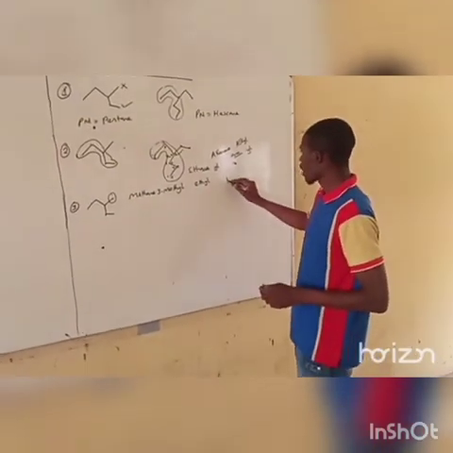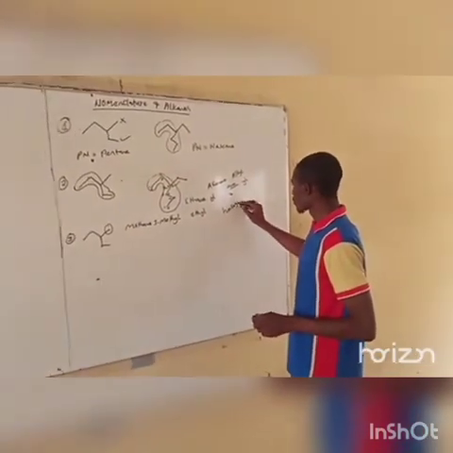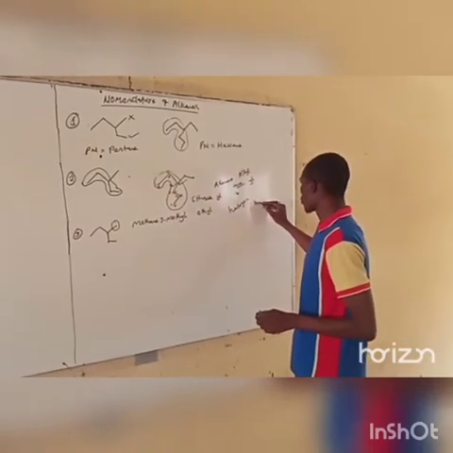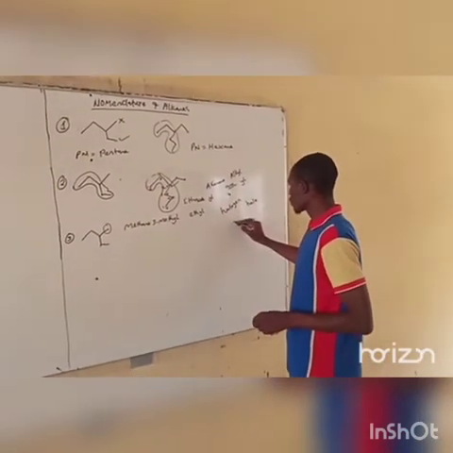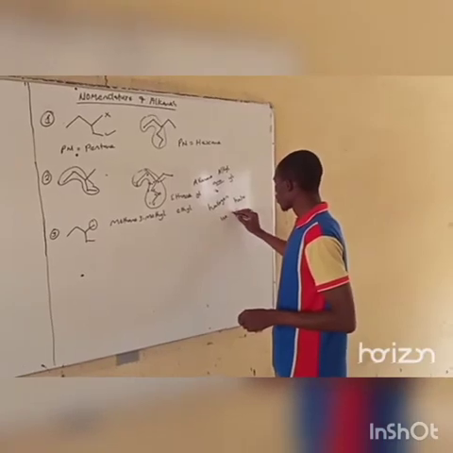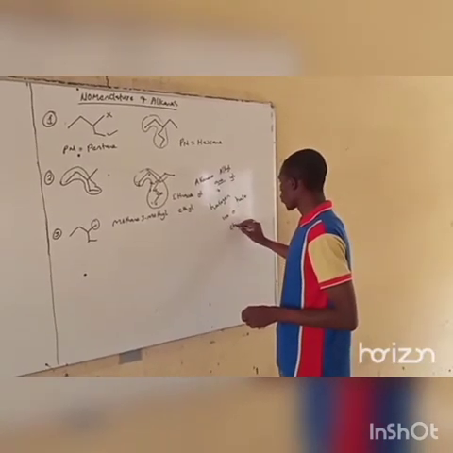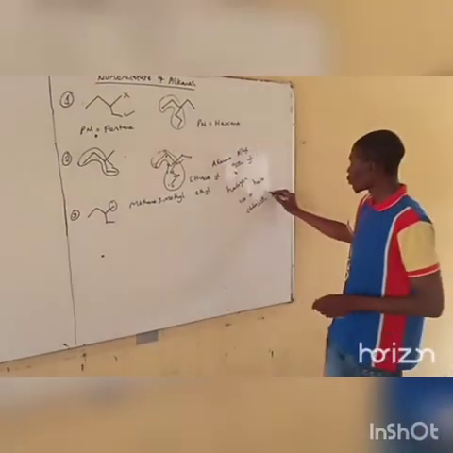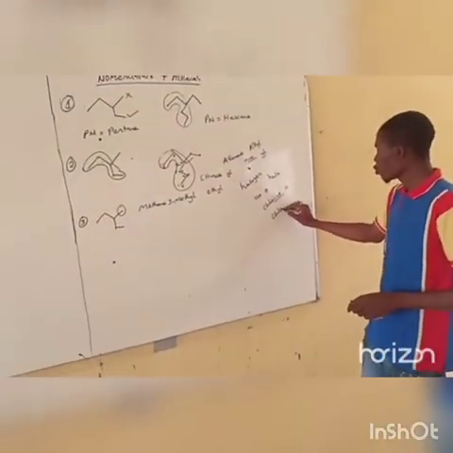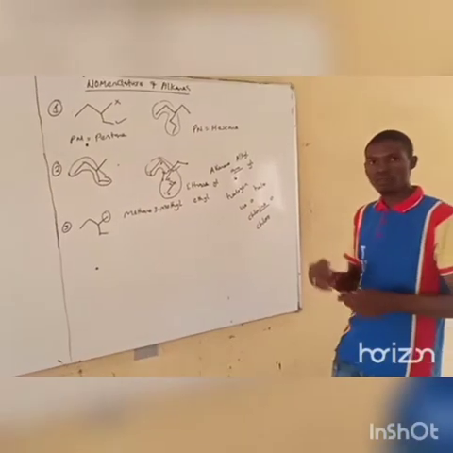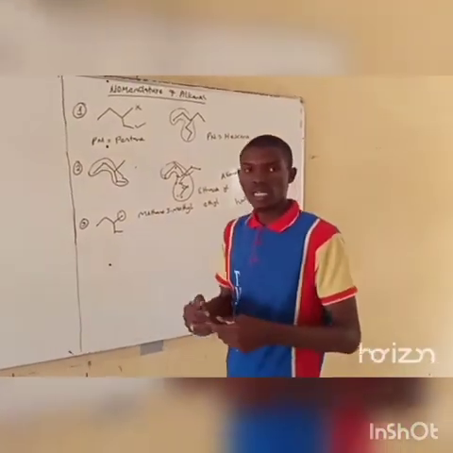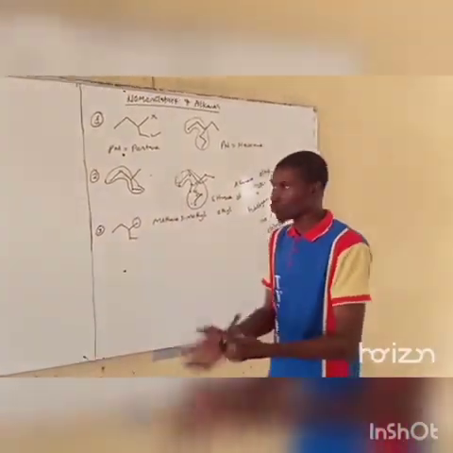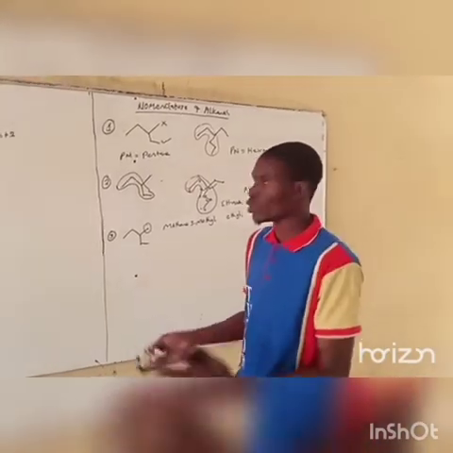And when you are naming halogens, you name them as halo. That is, replace INE with O. If it is chlorine, replace this INE with O, it becomes chloro. Fluorine, fluoro. Iodine, iodo. Bromine, bromo. Now, these are the rules for nomenclature.